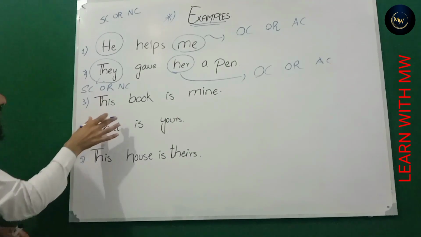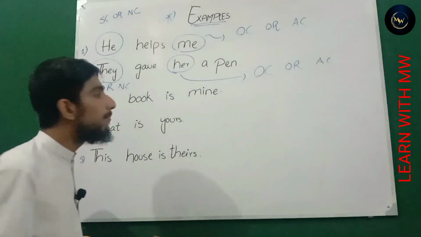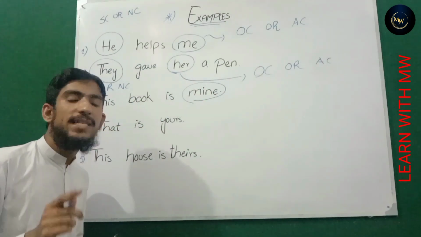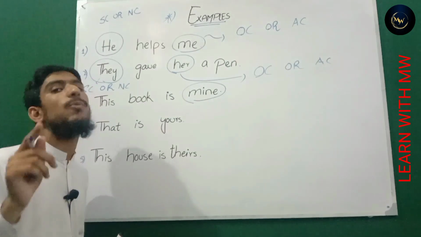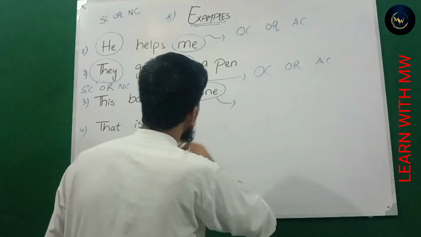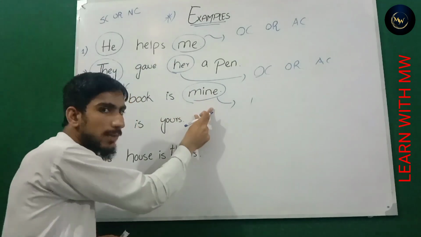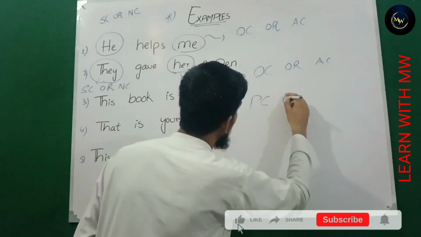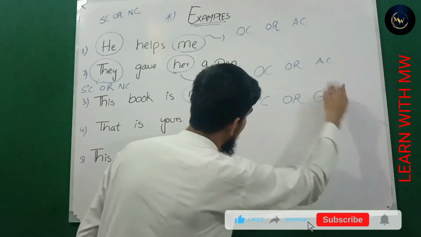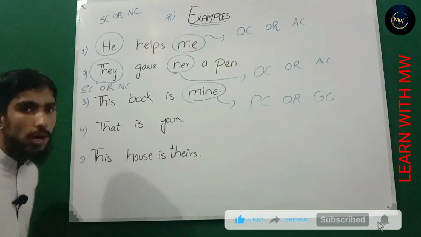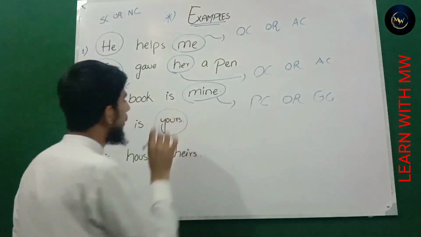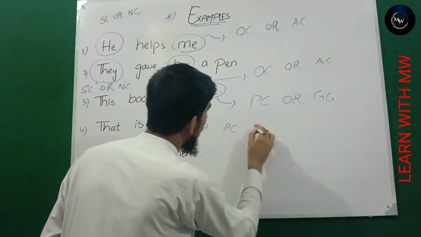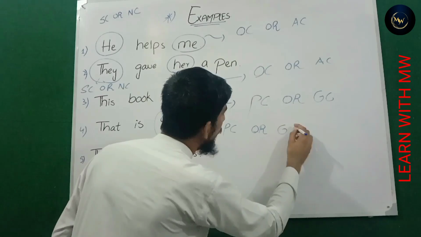Now look at this example. This book is mine. So here mine shows possession. The personal pronoun that shows possession, we call it possessive case or genitive case. So mine in this example is a personal pronoun and it shows possession, so it is in possessive case or genitive case. Again, this book is yours. Yours is also a personal pronoun and shows possession in this sentence. So that's why it is also in possessive case or genitive case.